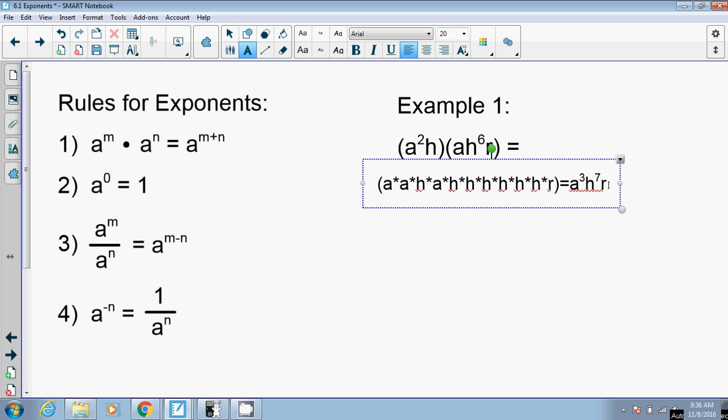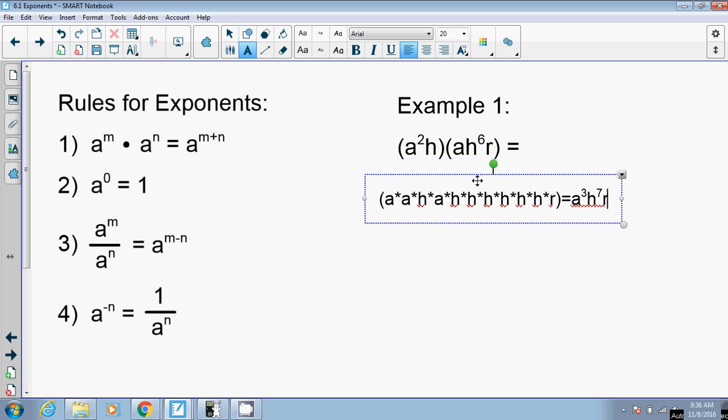So I just leave the r. You can put the exponent of 1, but it's not necessary. So when I multiply a squared h by a h to the 6th r, I get a to the 3rd h to the 7th r. Again, I showed you that longhand by writing them all out. I want you to actually see the properties now.